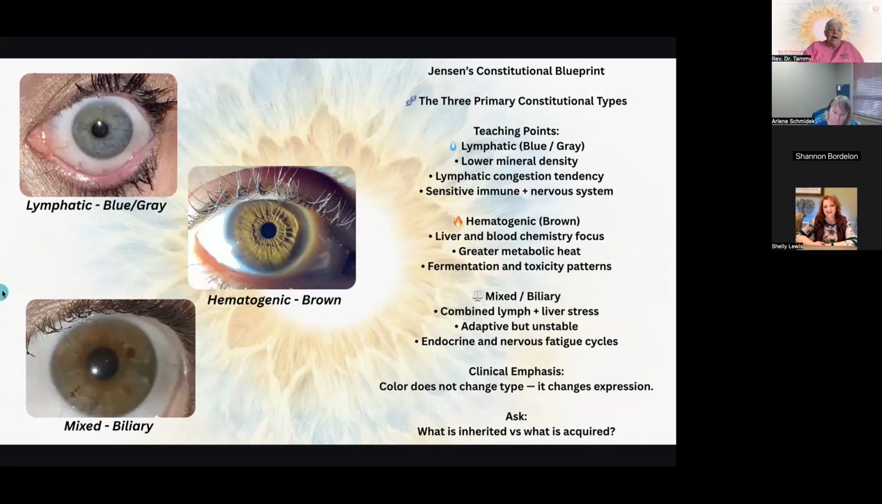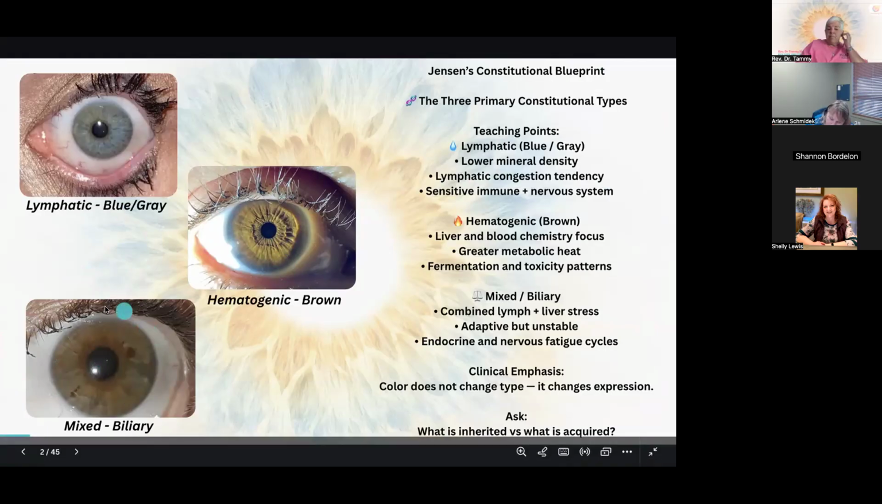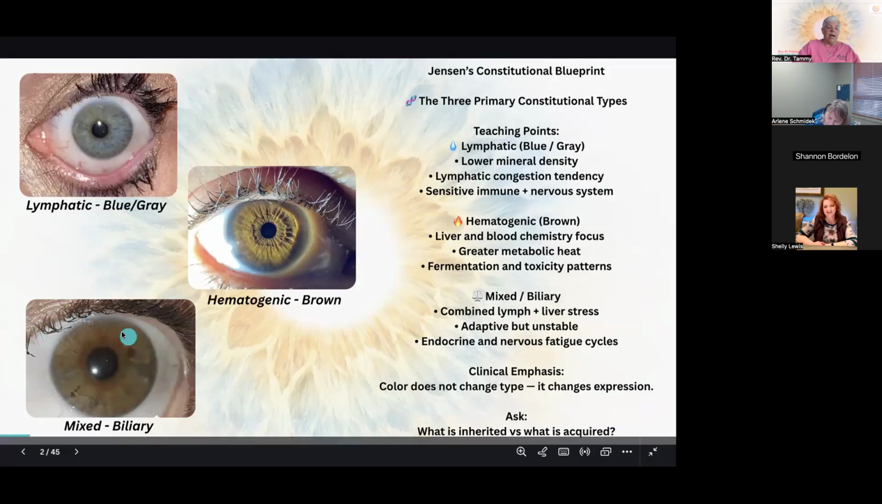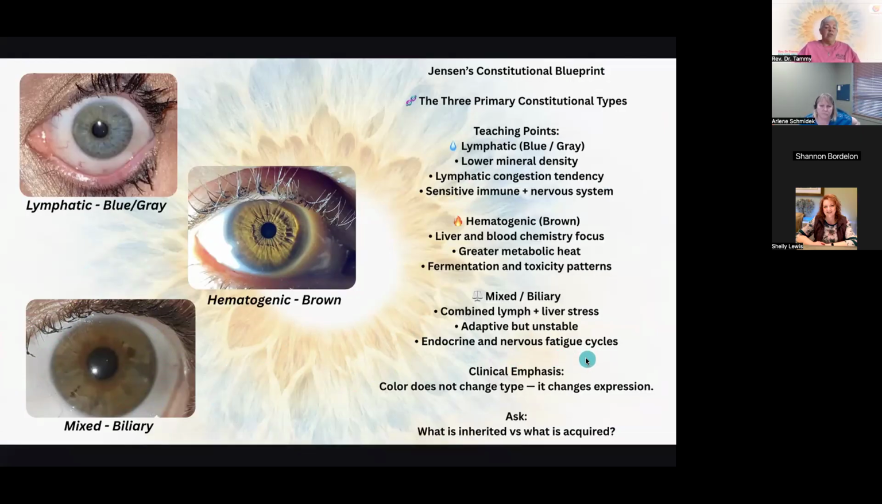Hematogenic or brown eyes, your common brown eye here, they have liver and blood chemistry issues, greater metabolic heat. They have fermentation and toxicity patterns. And then the mixed biliary. This is a mixed eye, a mix between blue and brown. They have combined lymph and liver stress. This brown is liver that you're seeing, and the orange is the gallbladder. They're adaptive, but they're unstable. Their endocrine and nervous systems really have fatigue cycles.